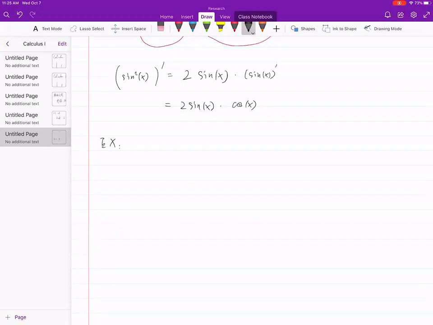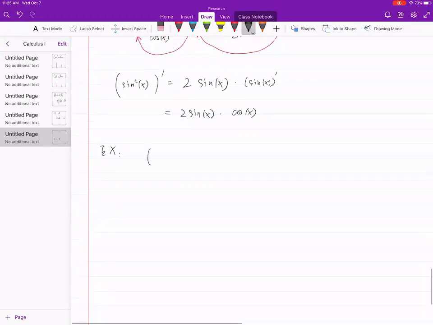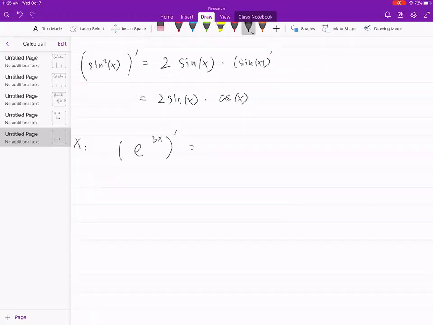Now we're going to do things quickly. For every question I write down, it's going to be a simple chain, okay? We're going to give you 30 seconds for each one. Try to just use whatever way you feel comfortable. First one is sine. Let's not do sine. Let's do e to the 3x derivative.